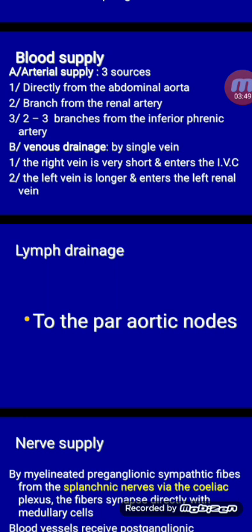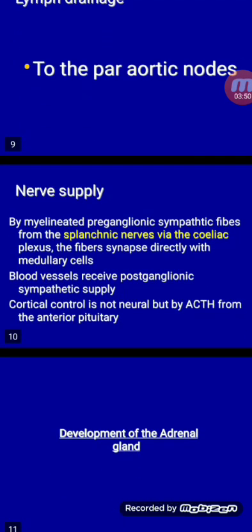This is very important. Nerve supply: preganglionic sympathetic fibers from the splanchnic nerve via the celiac plexus. Where is it located? Celiac plexus is around the celiac trunk. Celiac trunk, the second artery from the abdominal aorta. It gives 3 branches: hepatic artery, left gastric artery, and splenic artery.